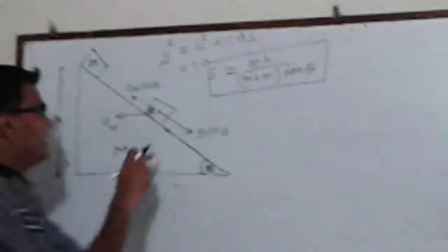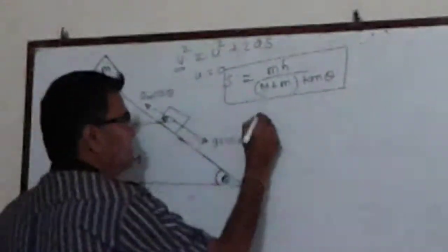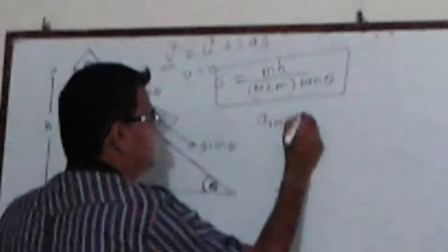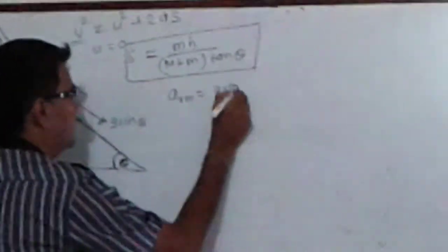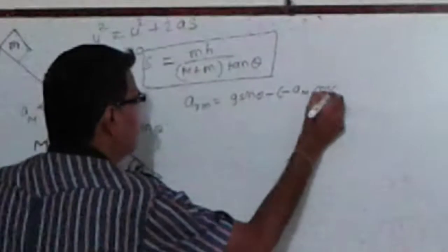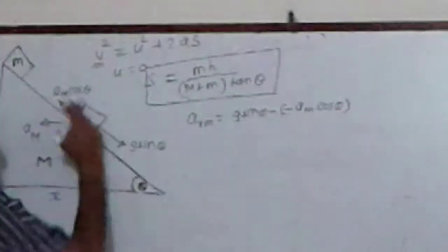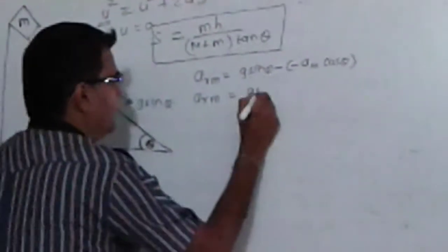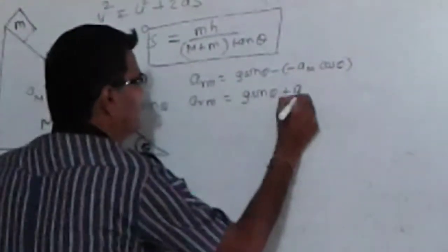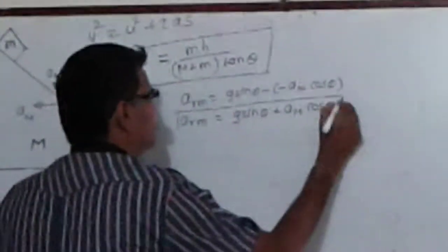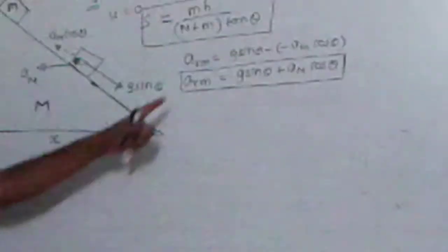So what is the relative acceleration of this block? The relative acceleration of the small block is given by g sine theta minus aM cos theta. As you can see, it is in the opposite direction, and the relative acceleration is given by g sine theta plus aM cos theta. This is the relative acceleration of the smaller block.